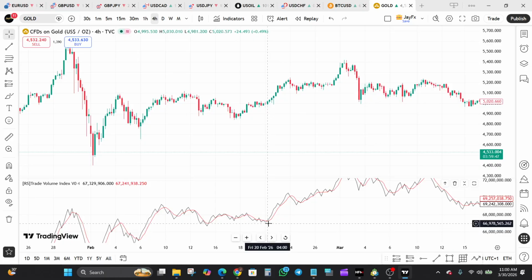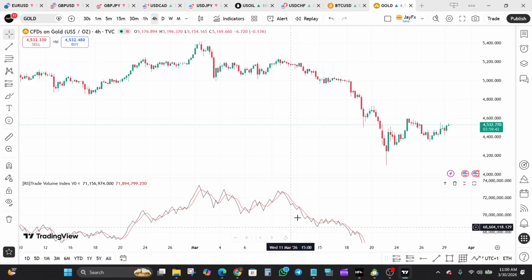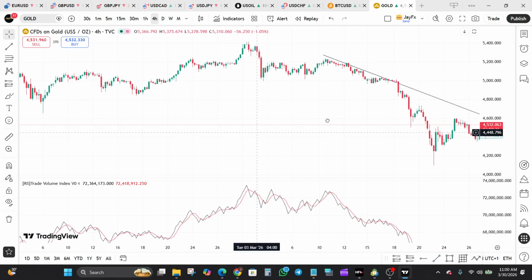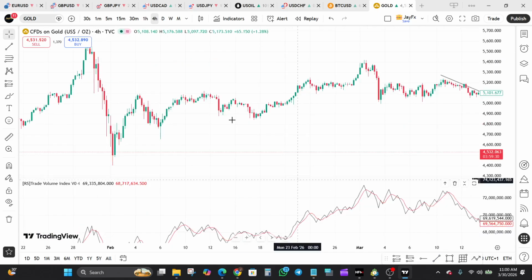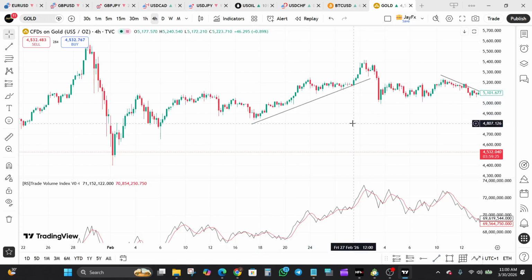So when you have the black line cross above the red, you might want to look out for possible buy moves. And when you have the black line cross below the red, you want to look out for possible sell moves. So you can see what happened here, right? After this crossover, you can see the sell move that took place here. After this crossover, you can see the buy move that took place here. But make sure you always get confirmations before executing your trades.